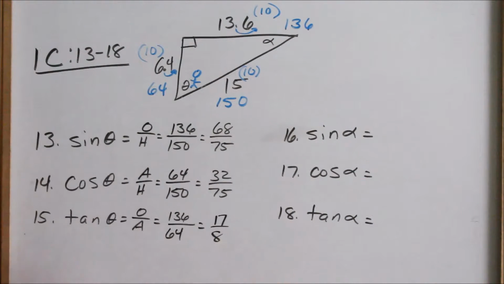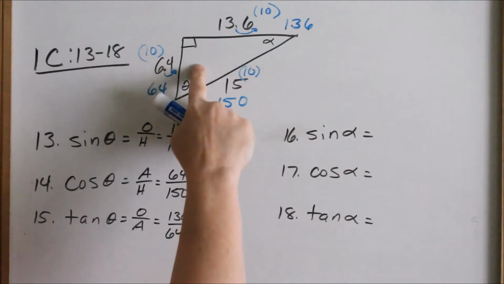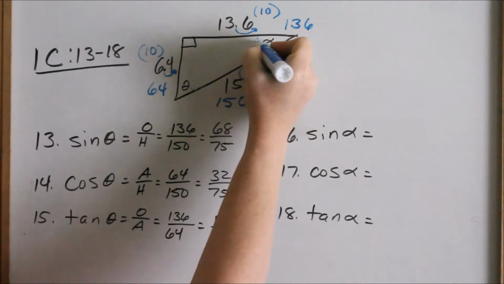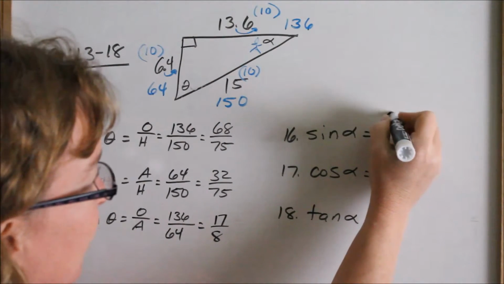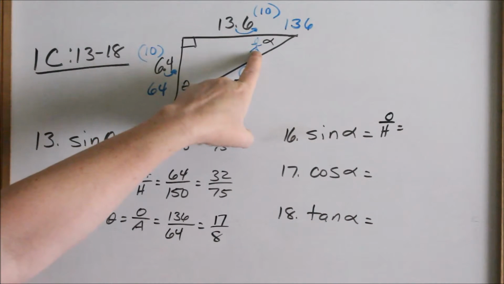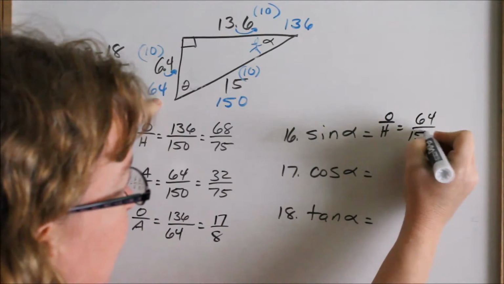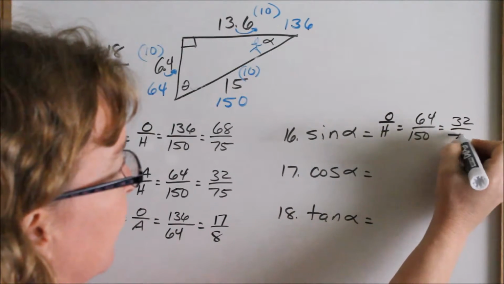Okay. Now for 16 through 18, we're wanting to do sine, cosine, and tangent of alpha. Now I am no longer standing at theta, I would be standing at alpha. So everything is relative to where you're standing. Standing over at alpha, sine is still opposite over hypotenuse. Standing at alpha, the side opposite of me would be 64, and hypotenuse doesn't ever change, 150. So reducing that would be 32 over 75.